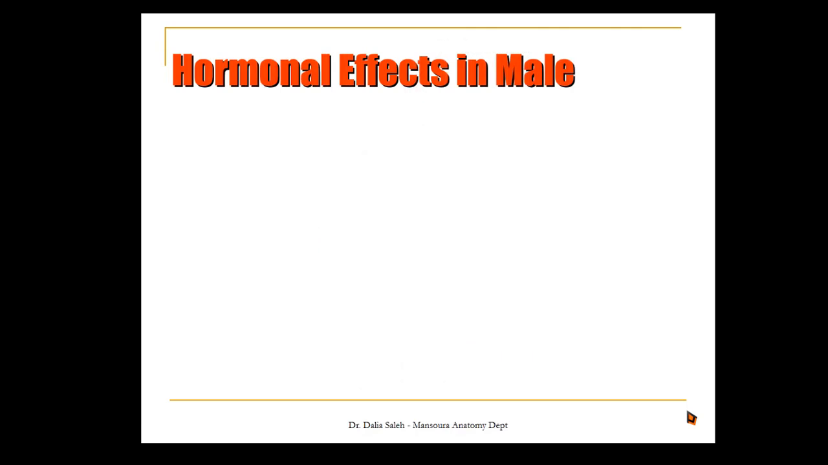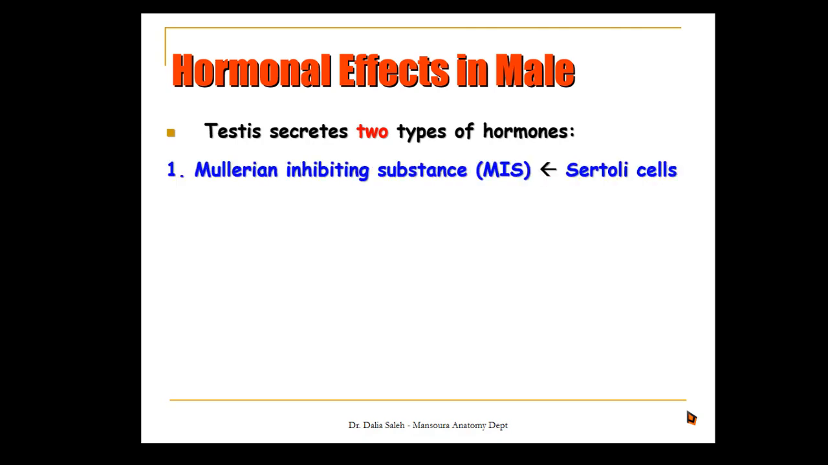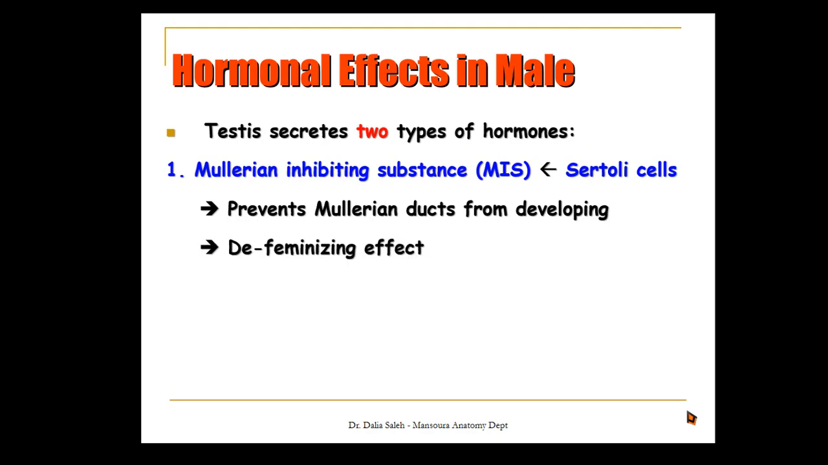What about the effect of hormones secreted by the male in the development of the duct system? First, you know that the testis secretes two types of hormones. The first one is called Mullerian inhibiting substance, secreted by the Sertoli cells. This hormone prevents the Mullerian ducts from developing, as you can figure out from its name. Thus, it inhibits the Mullerian ducts or the paramesonephric ducts from developing. This hormone has a defeminizing effect, as it wipes out the feminine features from the male.